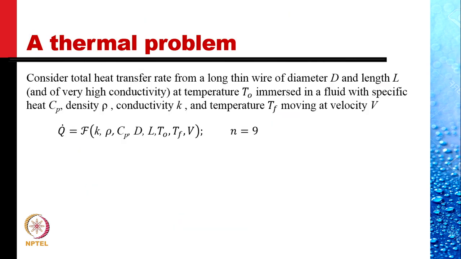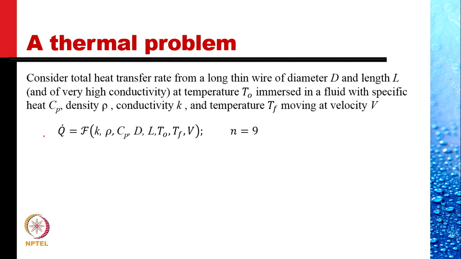Let's consider a thermal problem where we will bring in additional information. Consider the total heat transfer rate from a long, thin wire of diameter d and length L. Long, thin wire means L is much larger than d. And it has very high conductivity. The wire is initially at temperature T0 and is immersed in a fluid with the specific heat capacity Cp, the density rho, conductivity K, and the temperature Tf, and moving past the wire with the velocity v.